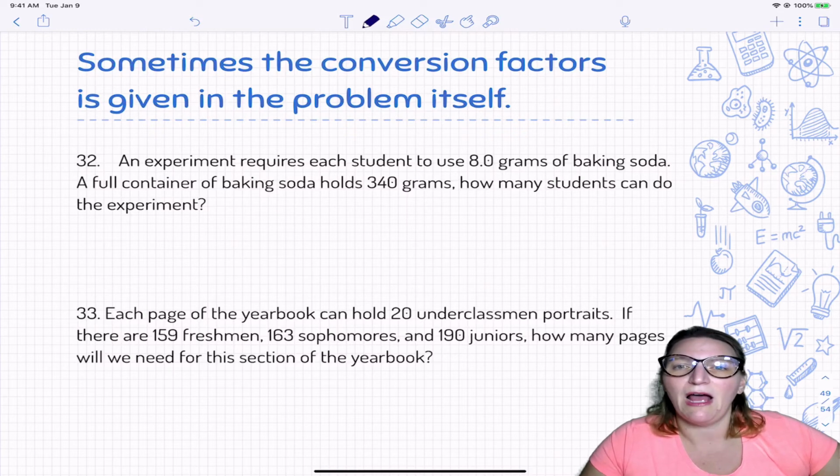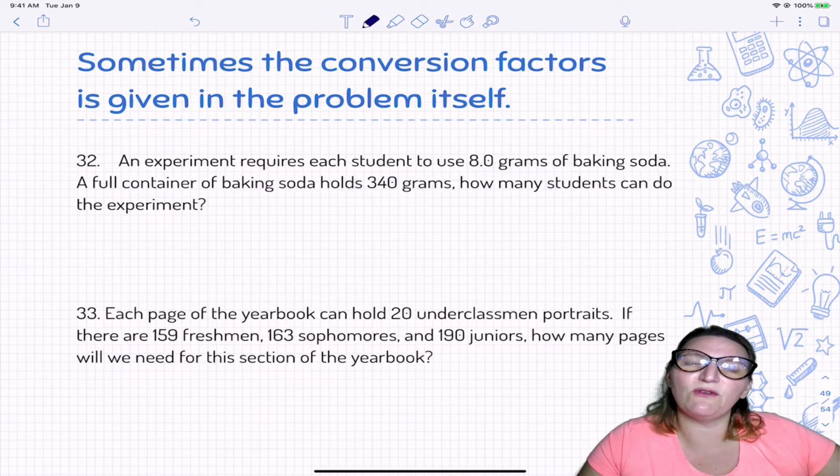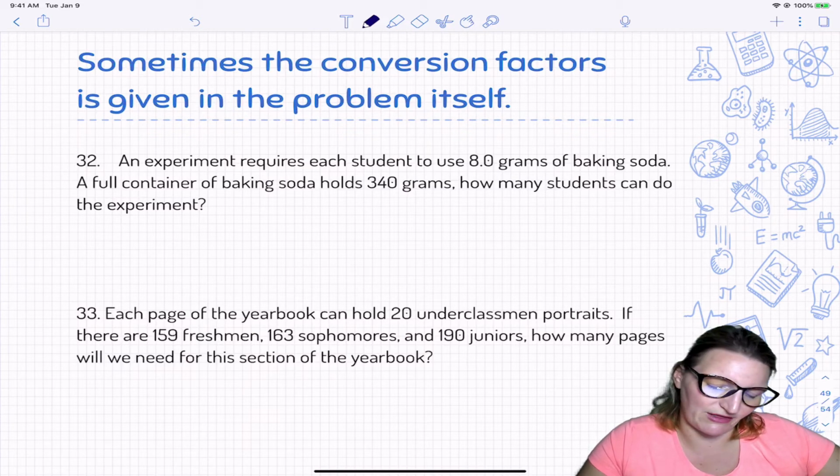Sometimes it's going to be a metric conversion that we've asked you to learn, 100 centimeters equals 1 meter, something that you've known from years past, like 60 seconds is equal to 1 minute. Other times it's going to be something new, like Avogadro's number is equal to 1 mole. But with these ones, if you read the question, you'll find the conversion factor in there.